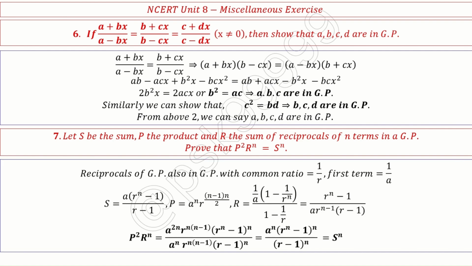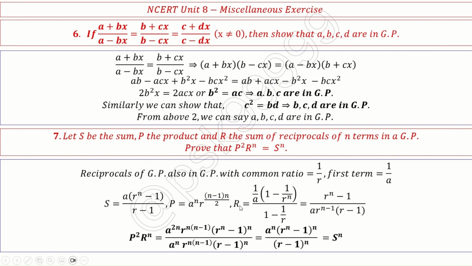Okay, how is it easy? Reciprocals of a geometric progression are also in geometric progression, right? With common ratio 1 by r, and first term 1 by a. So if we know this, first is the sum of the geometric progression, this is the formula. The product of the geometric progression is nothing but you have n a's and r will run from 1 plus 2 plus 3 up to n minus 1, correct? So r to the power of n minus 1 into n by 2. So a to the power of n into r to the power of (n minus 1) into n by 2.